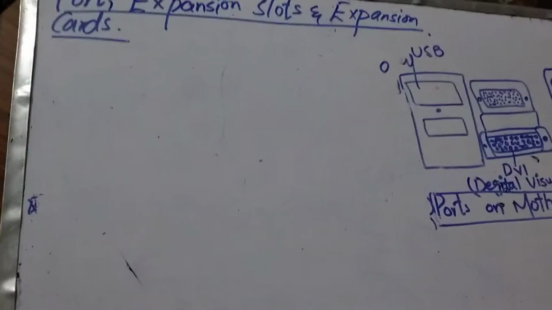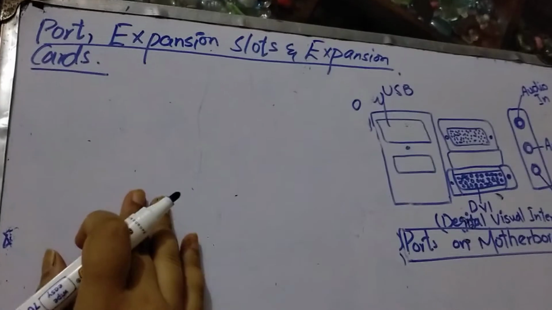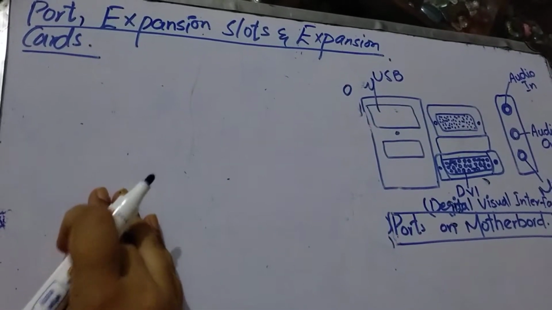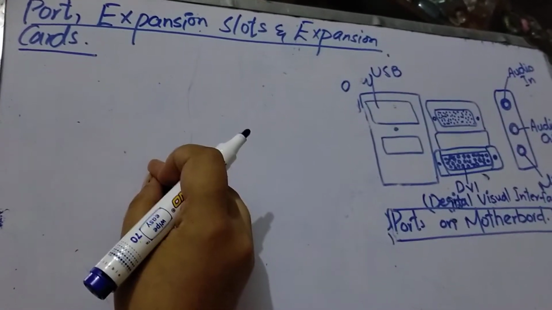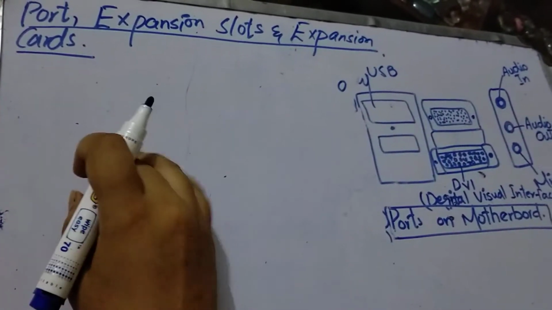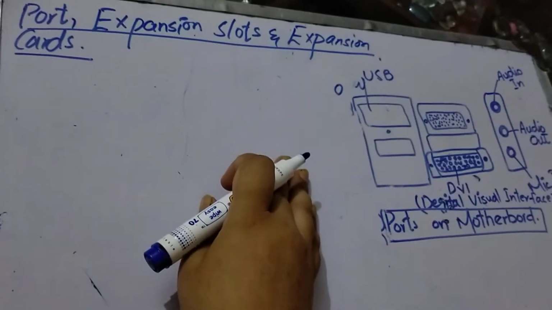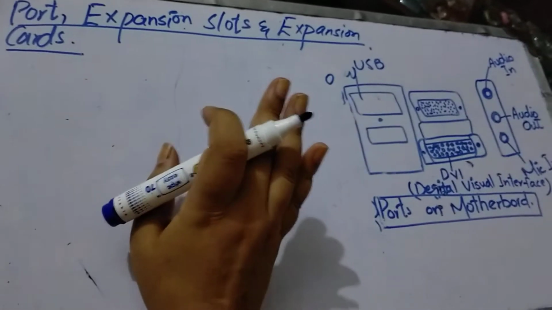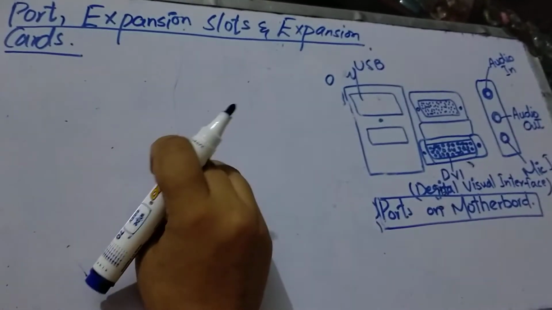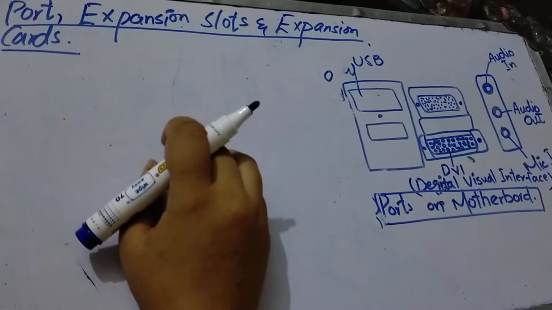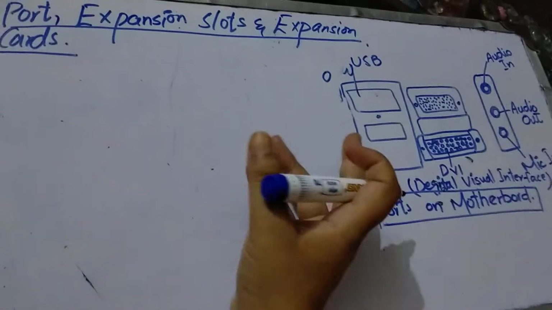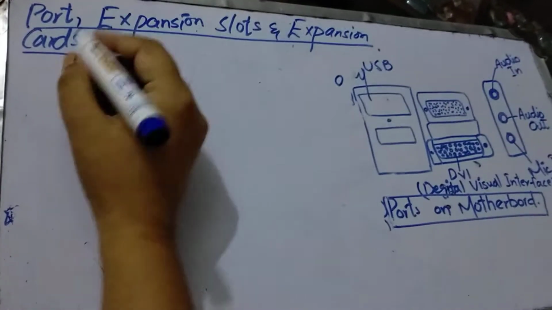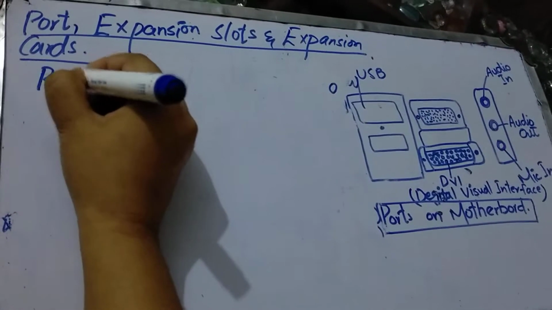Clear? How to define the word port? Port is an interface for connecting various devices to the system unit. These are located on the motherboard and are usually seen at the back of the system unit. There are various types of ports for connecting keyboards, mouse, monitor, microphone, speakers and other input or output devices. I am writing here, so please note down in your notebook.